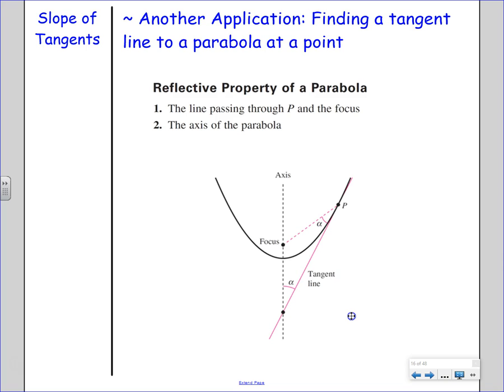Go ahead, Michael. So what if they only give you a vertex? It wouldn't be enough information. Yeah, it's a great question. It just wouldn't be enough information.